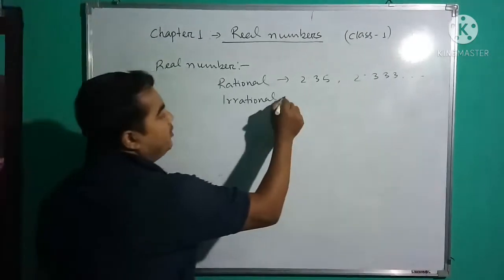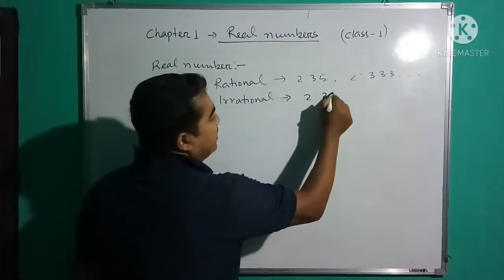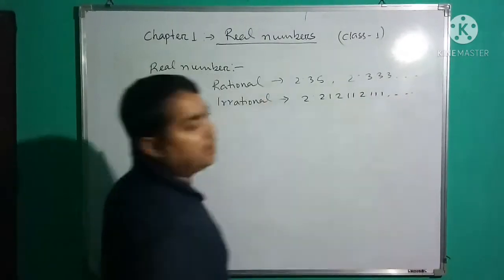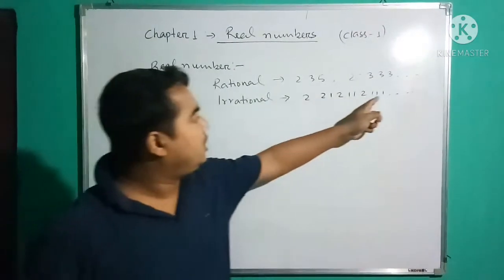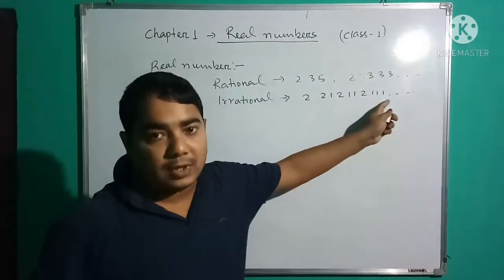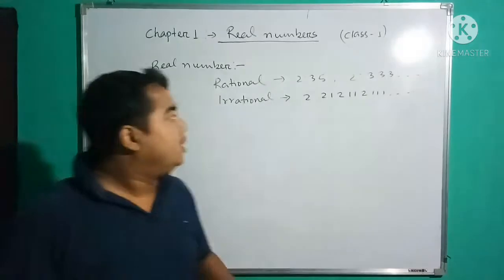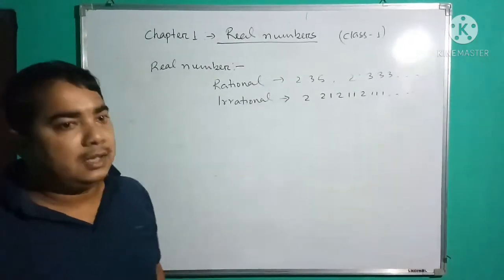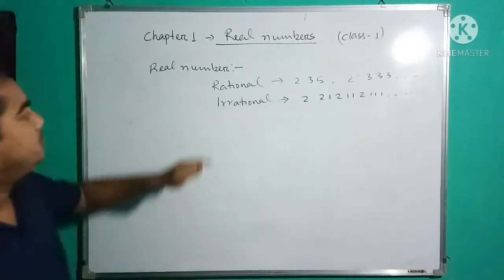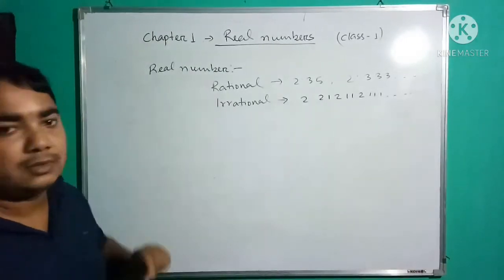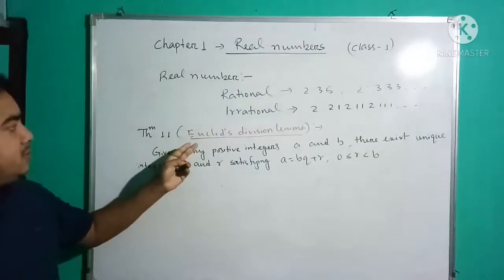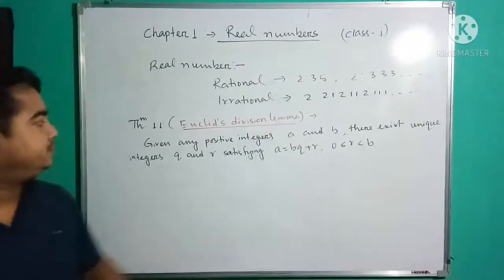And irrational number means if a number's decimal expansion is non-terminating and non-repeating. Okay, non-terminating, non-repeating. Here 2 1, again 2 1 1, next 2 1 1, but not repeating. So it is called an irrational number. So real number means rational and irrational together are called real numbers. Okay. Next topic is Euclid's division lemma.